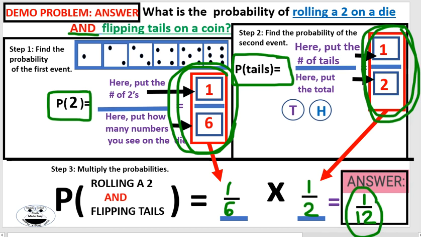Another way to do this is to write out all the options and see how many options there are out of the total 12 options. But I'm not going to go over it this way. That's another method, and I'm not going over that method.